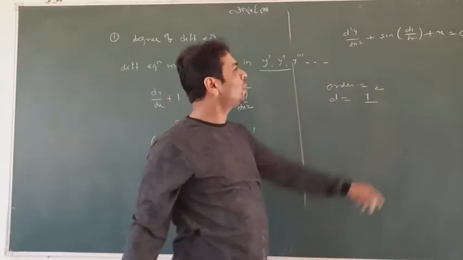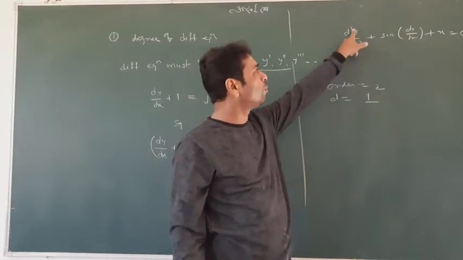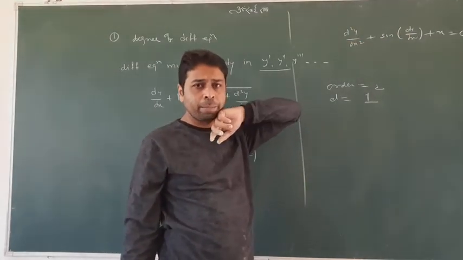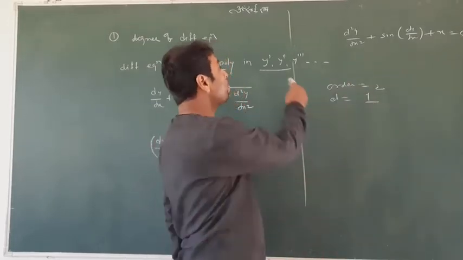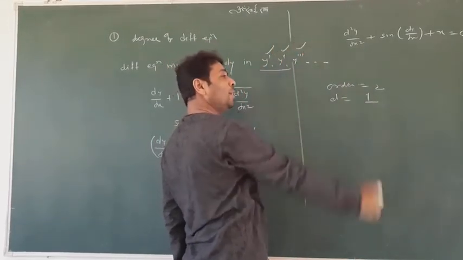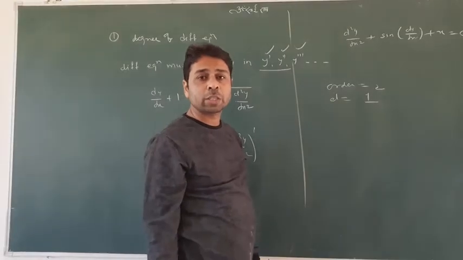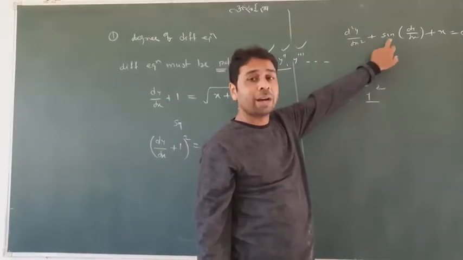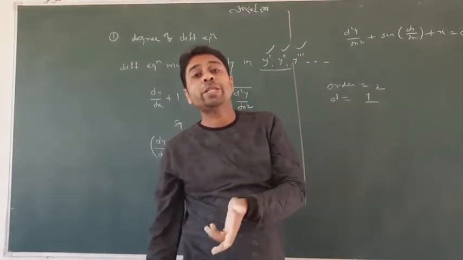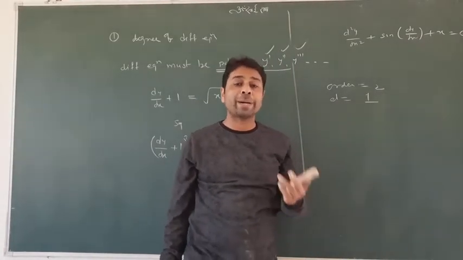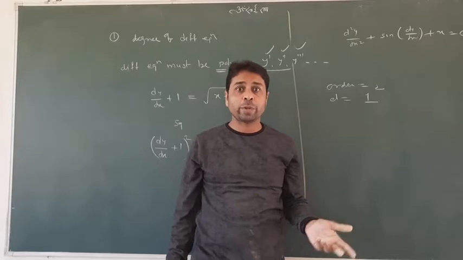What is the order? One should understand. Order is 2, the highest one. But about the degree, I tell you, it is not a polynomial in dy by dx, d square y by dx square, d cube y by dx cube, because sine is coming here along with dy by dx. So you have to see that it should be a polynomial in dy by dx, d square y by dx square and so on.